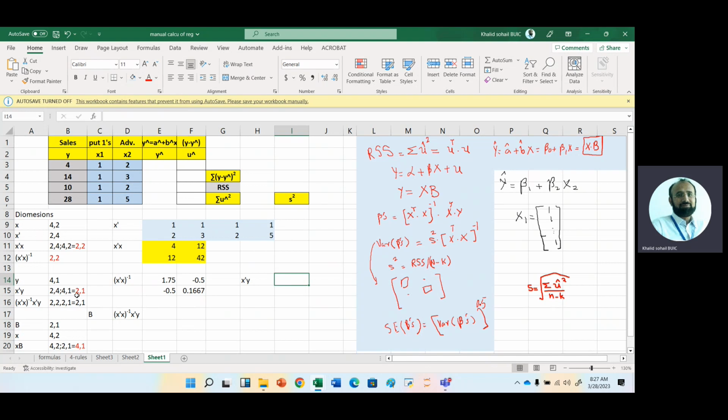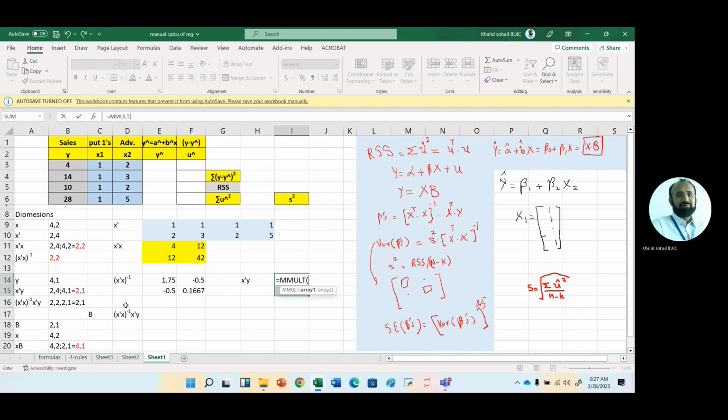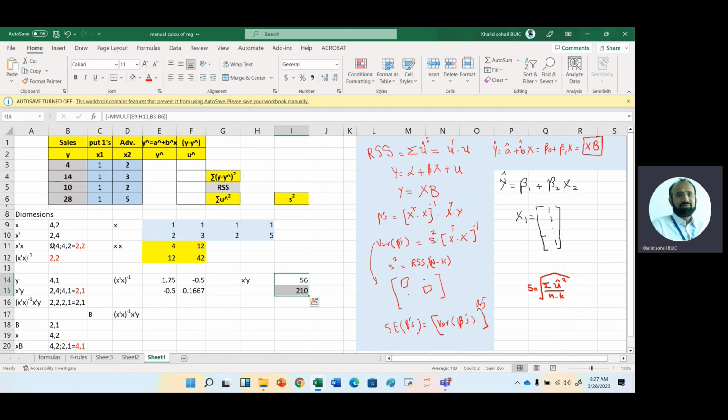So the resultant matrix should be 2 into 1, so 2 rows and 1 column, equal to M mult. First X transpose, this one, multiplied by the Y matrix, and then press Shift Control Enter.